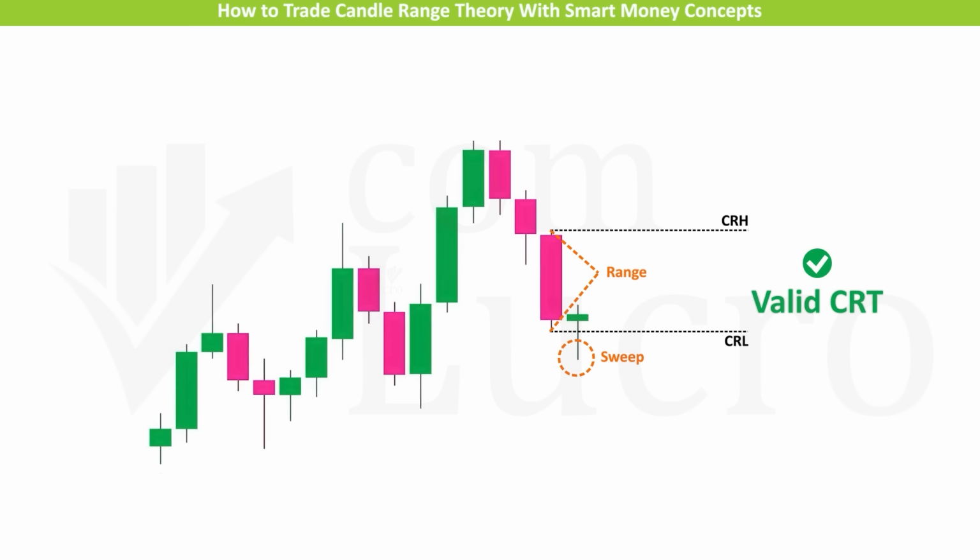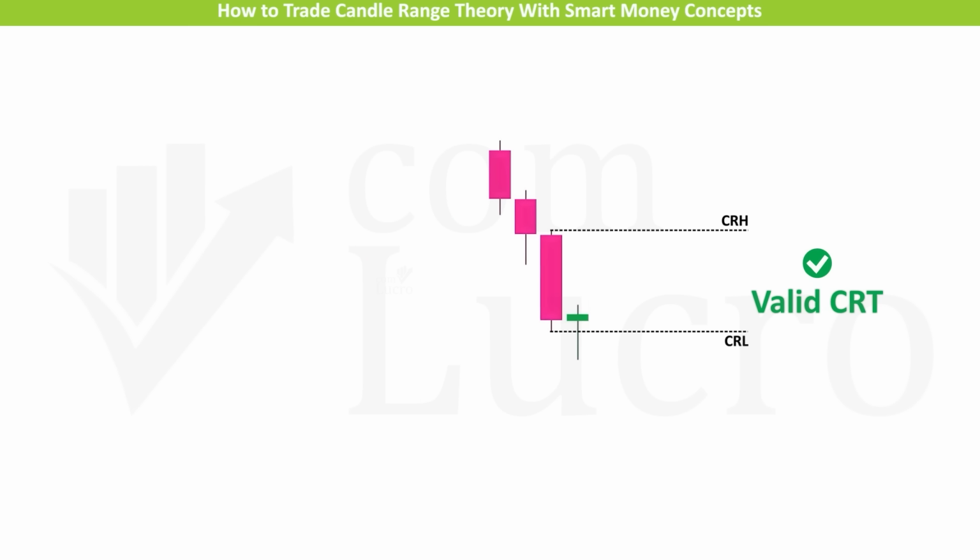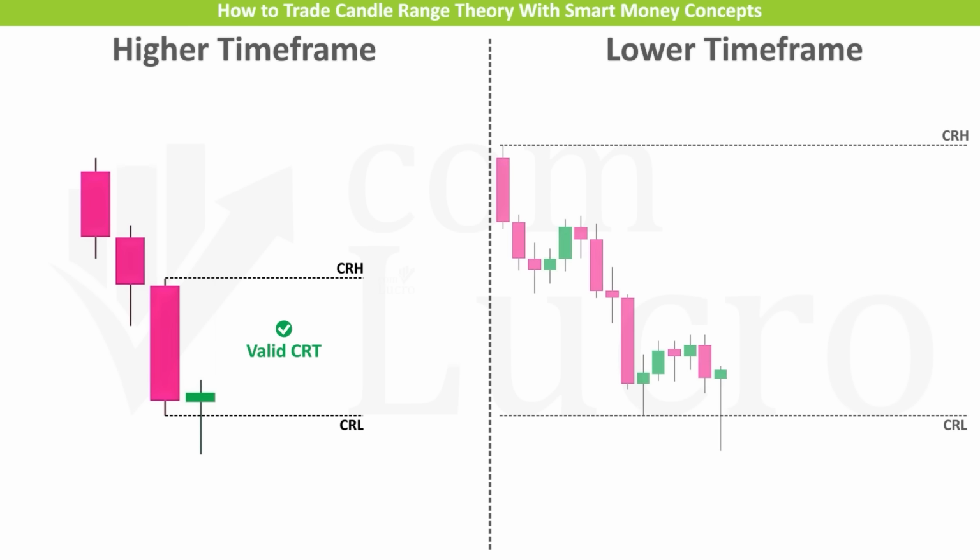A simple approach is to open a buy position immediately after the sweep candle closes. But there's a more refined and higher precision method. We can zoom into a lower time frame to locate a more accurate entry point. For example, if we're analyzing the 1-hour chart, we can drop down to the 5-minute or 15-minute chart to see what's really happening inside that move. On the lower time frame, more structural details become visible.